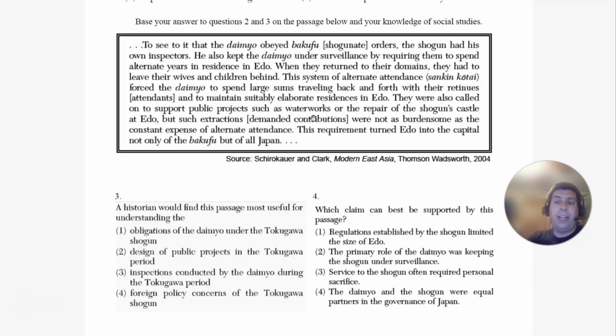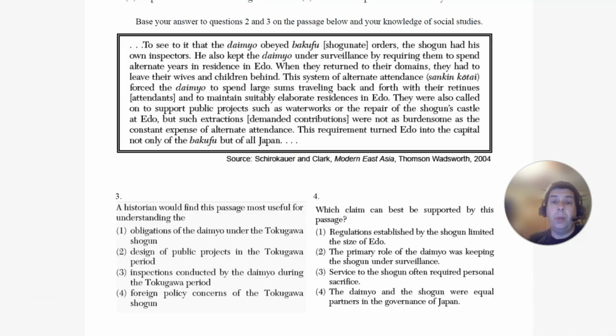Keeping the shogun under surveillance, opposite. He was keeping an eye on them. And there's nothing in the passage about number 1. So even if you didn't figure out that personal sacrifice one was right, it's right there. Okay? Again, I point out the ellipses. So let's say you read this whole passage and you were like, oh boy, I am not sure about this document. You go back and let's read from here.